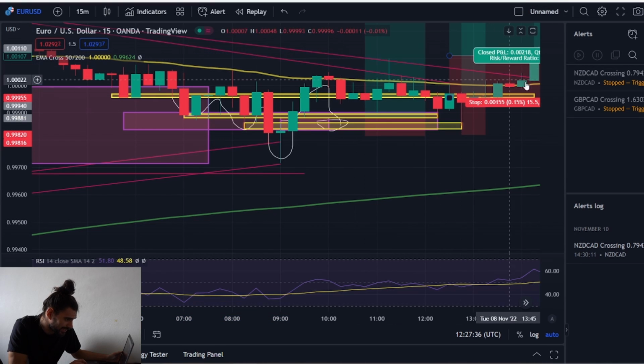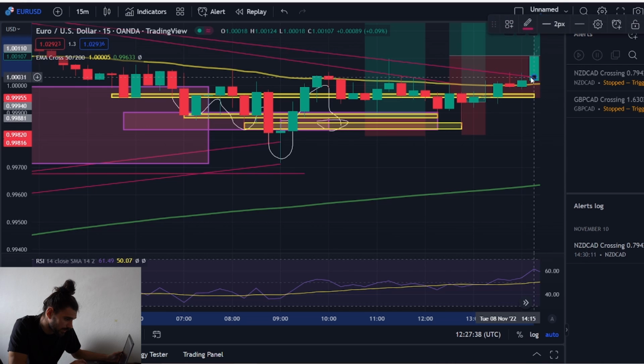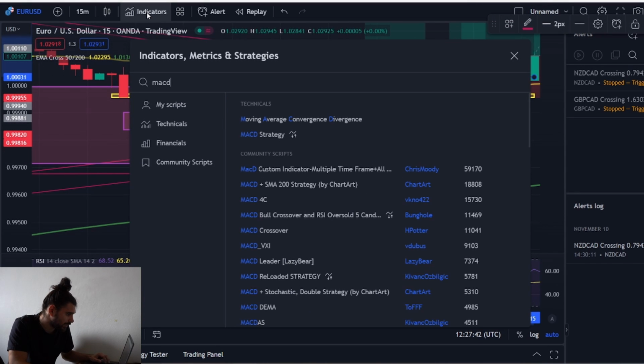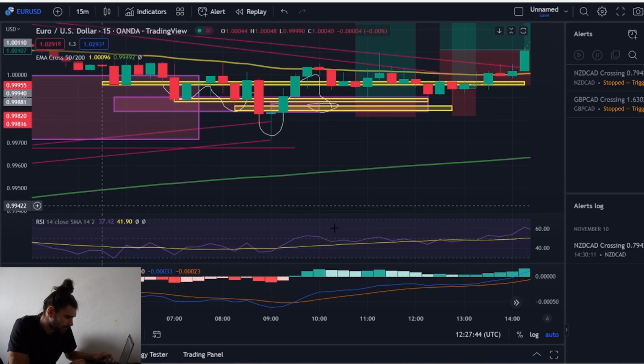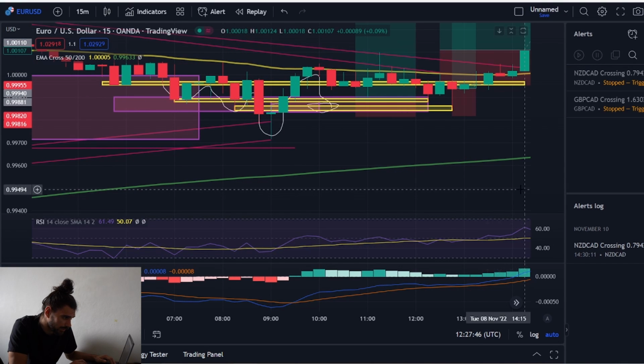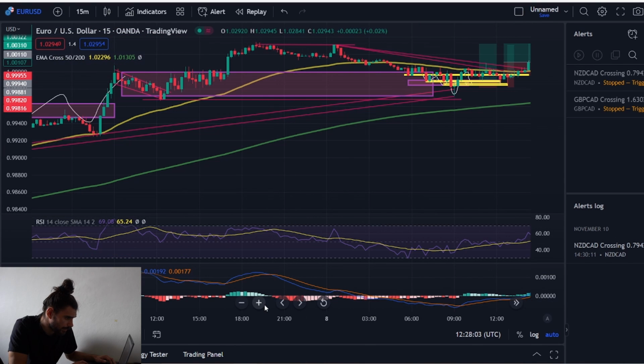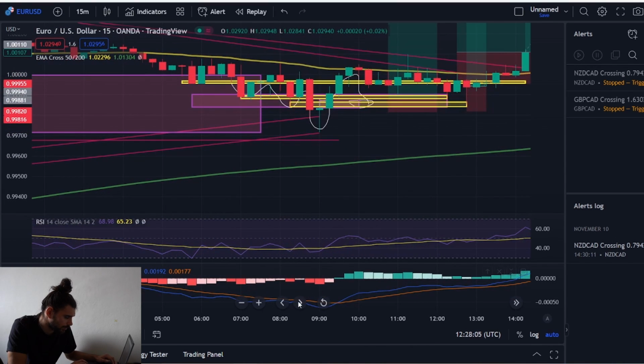Since we broke this outer trend line as well with this fully engulfing candlestick, the RSI is above the 50 level and the MACD is crossing the 0 level. So here this might work out. I had here my third touch. So now I let the market run and let's see what happens.